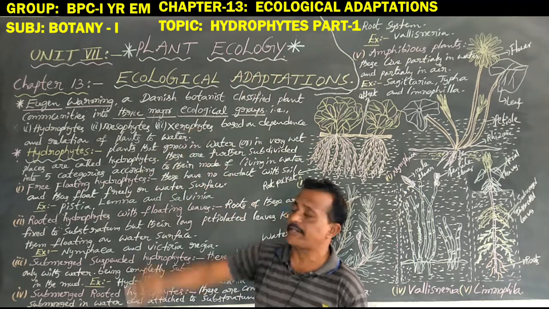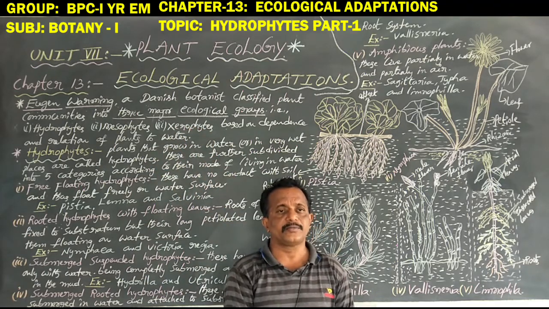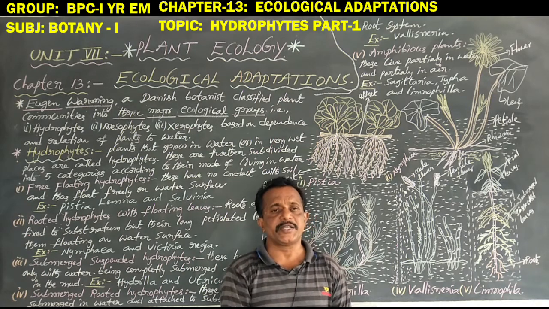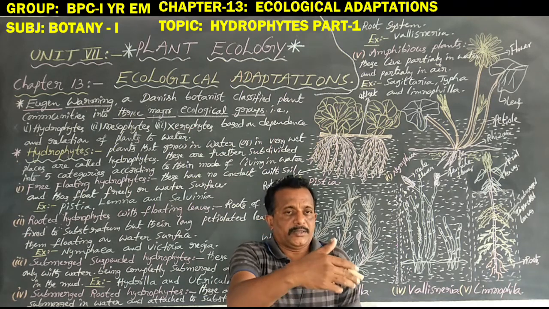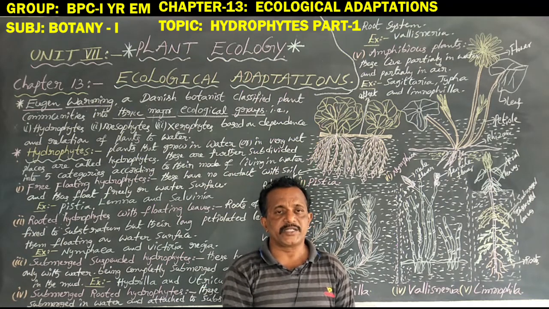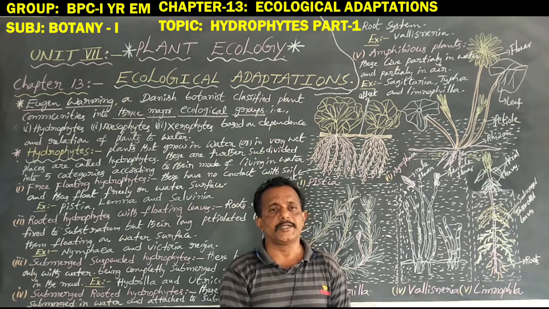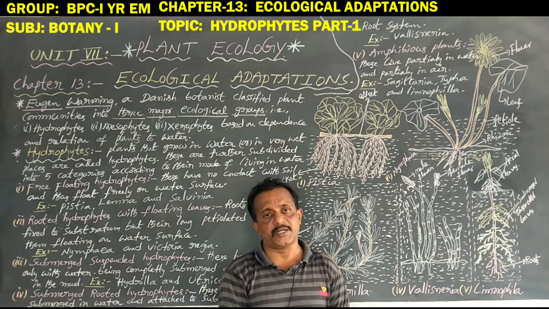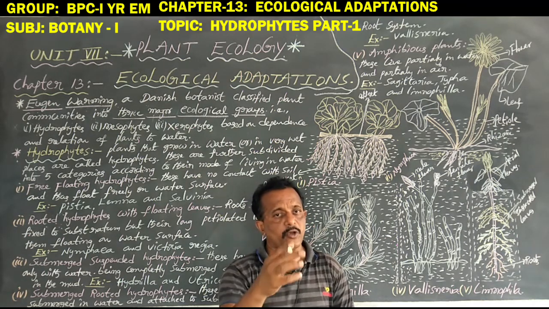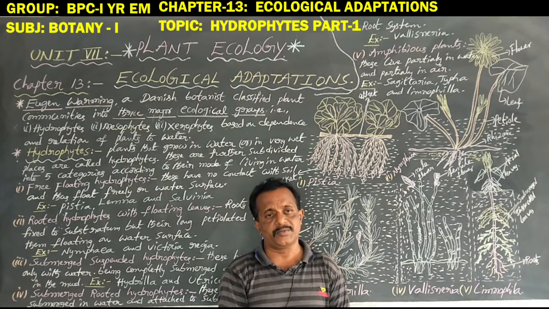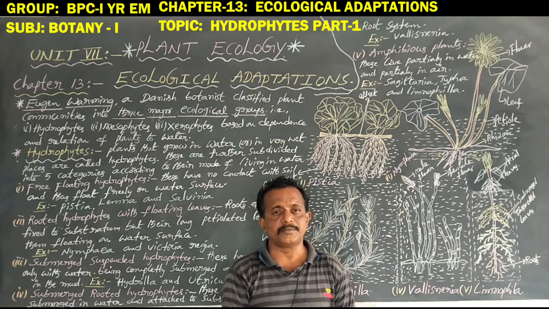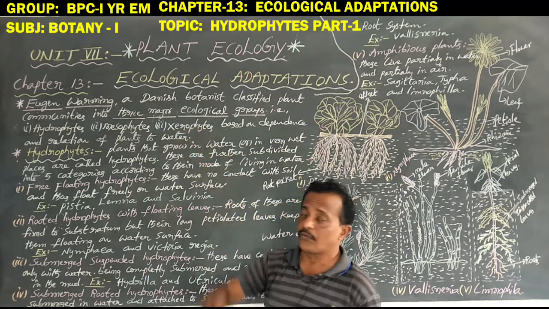Next, coming to xerophytes. These are plants that grow in habitats where water is deficient, or where the soil is physiologically dry. By this we mean the soil is totally physiologically dry. That is named xerophytes. Examples are Casuarina, aloe vera, Opuntia and Nerium.